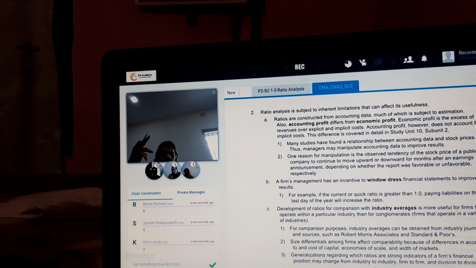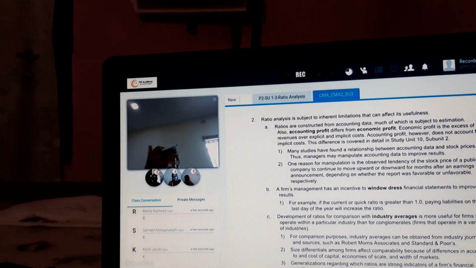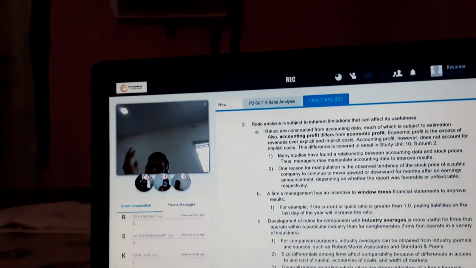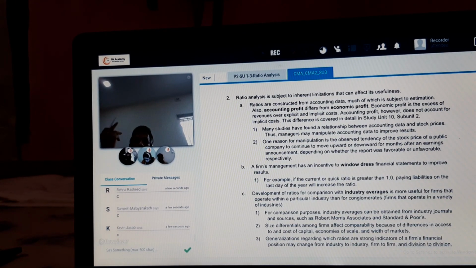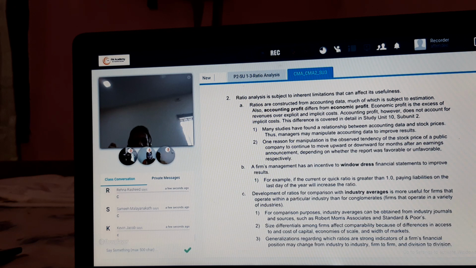So if people are trying to window dress the financial statement, window dress means trying to give a rosier picture than the actuality, then the ratios also would be affected. It will not really give you the correct information, right? So the common areas for the accounting profit to be wrong is they will try to overstate the sales, right? So you have to really see whether they have followed the correct cutoff, whether the goods are delivered, all the risk and rewards are transferred from the seller to the buyer. All those things are there.